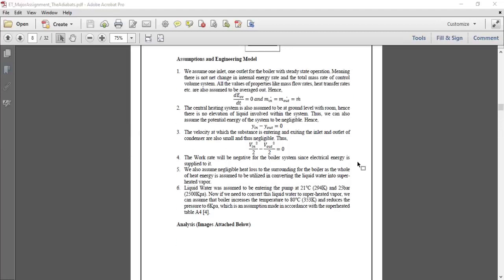And the final assumption is regarding the change in temperature and pressure that the boiler carries out on the substance to convert it from liquid to vapor. From the table, we saw that superheated vapor can exist at 80 degrees Celsius and 6 kilopascals. Thus, we can take these values for now as our initial assumptions to proceed with the analysis.